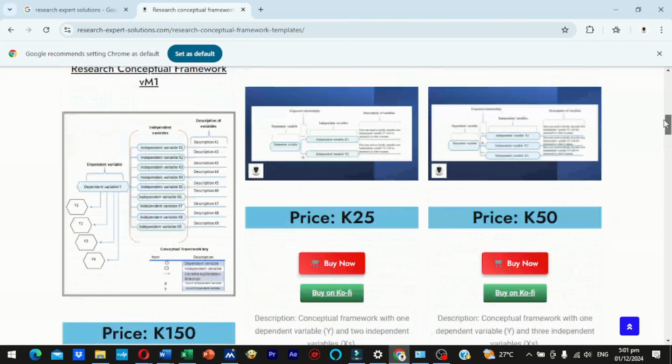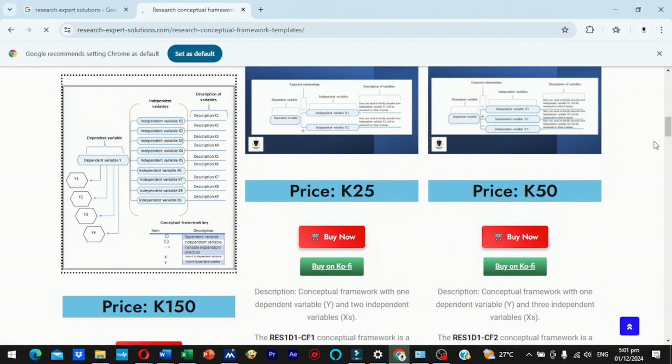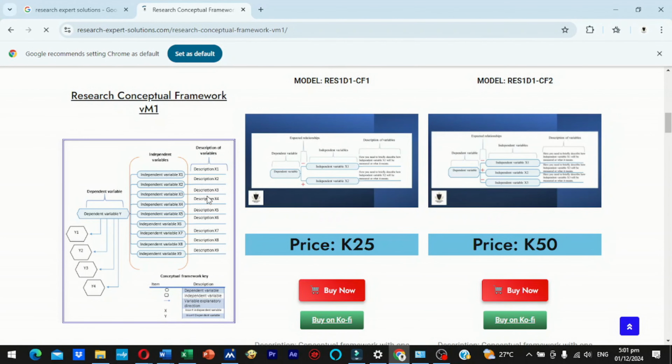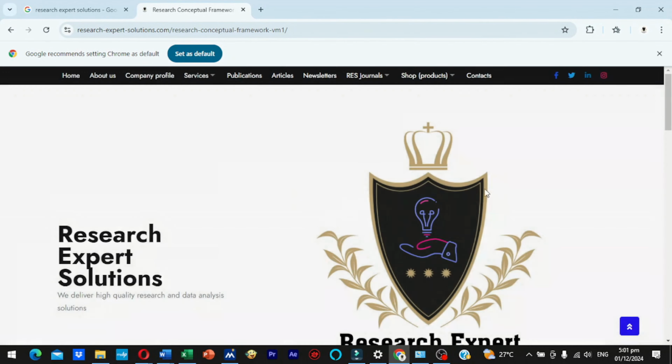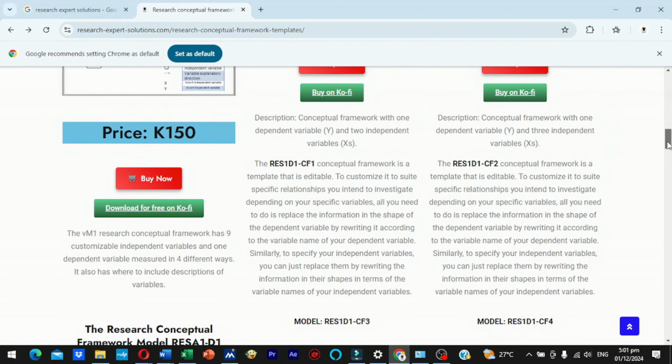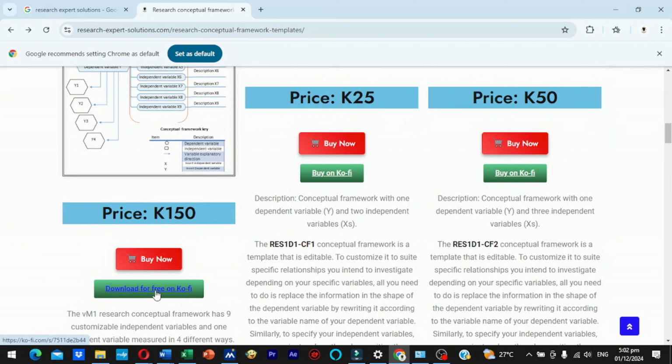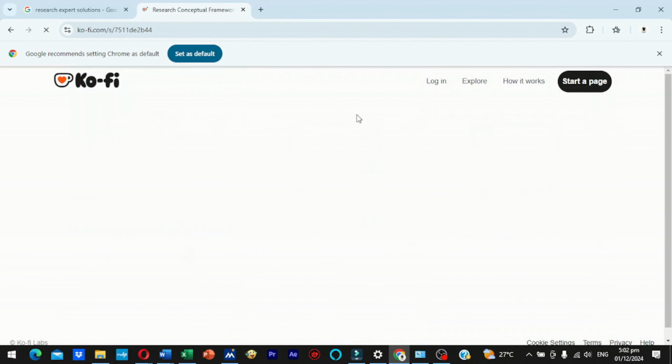But for now, let me demonstrate based on this conceptual framework template. When you click on the item, it will take you here where you see more detail about it, right? Then you can go ahead with purchasing this item directly from us. When you click on that, it will redirect you to WhatsApp, sending us a message. However, if you want, for example, this one is available for free. So if I click on that, it will take me to Ko-Fi, right?